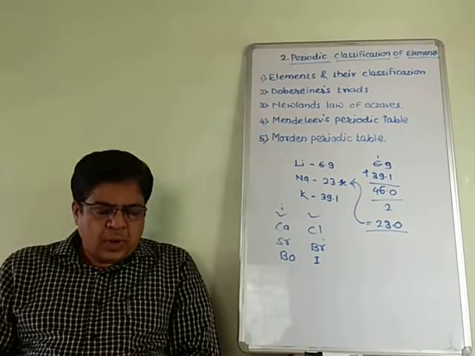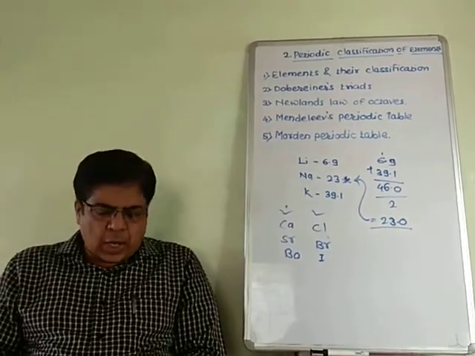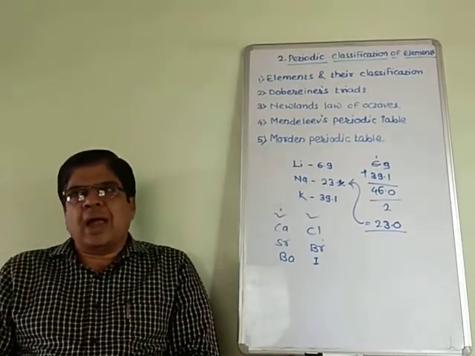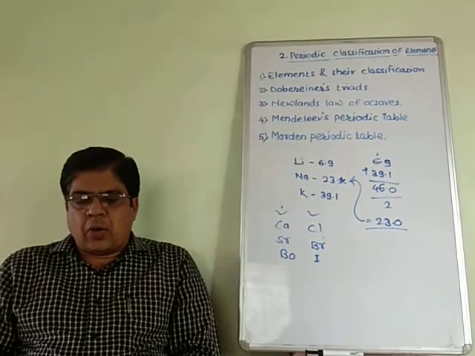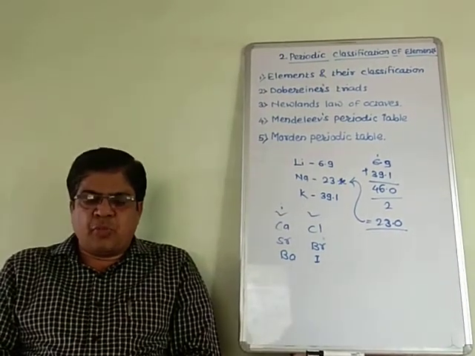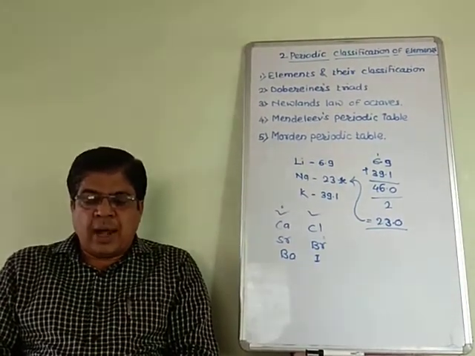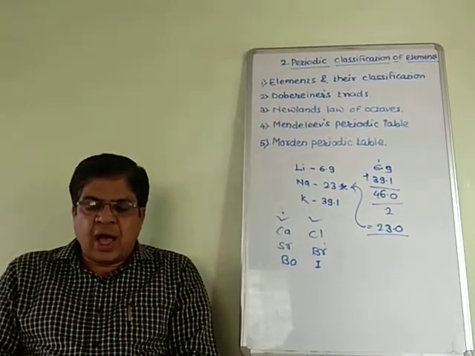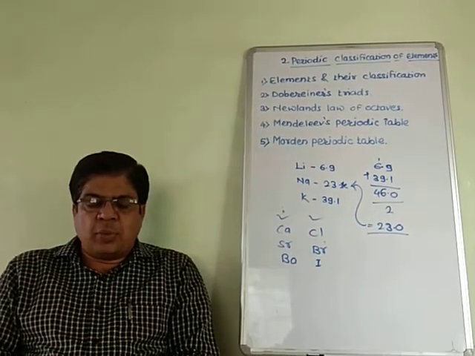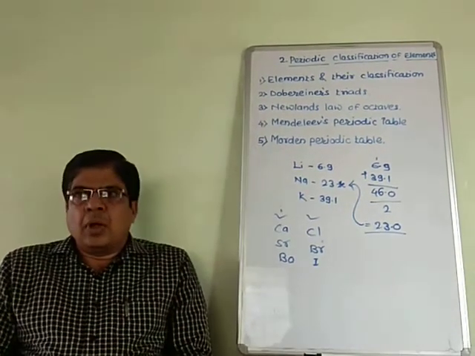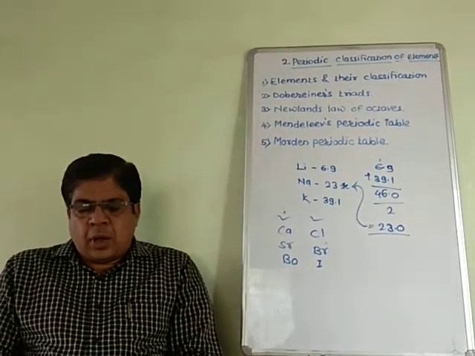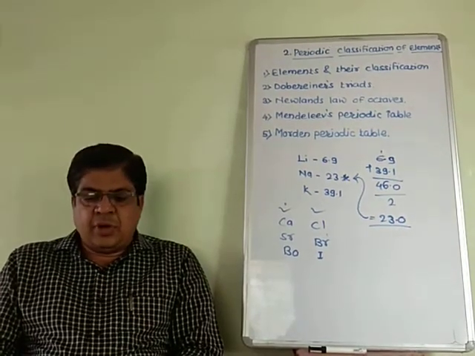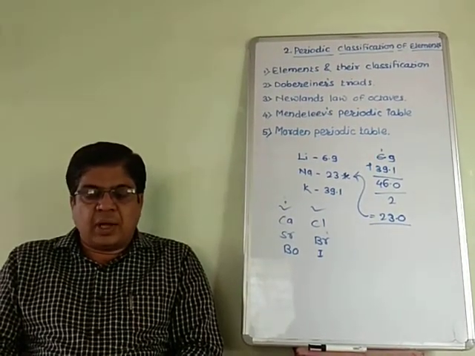Modern periodic law. Henry Moseley showed that the atomic number of an element is the most fundamental property, not atomic mass. Mendeleev's periodic law was modified into the modern periodic law, and it can be stated as: chemical and physical properties of an element are periodic functions of their atomic numbers. In Henry Moseley's modern periodic table, elements are arranged in order of their increasing atomic numbers.